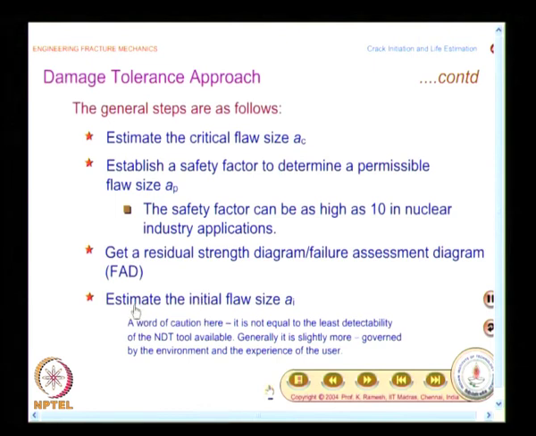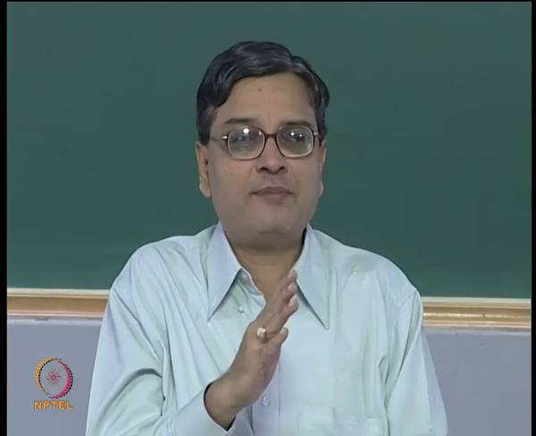And you will also have to estimate the initial flaw size a_I, and there is also a word of caution mentioned. It is not equal to the least detectability of the NDT tool available. Generally it is slightly more, governed by the environment and the experience of the user. Just the least count will not do. You also have to look at the experience of the user. So, look at the realistic value of initial flaw size.